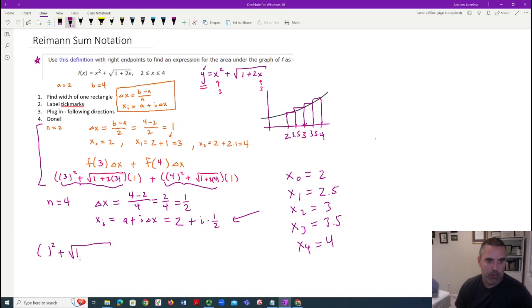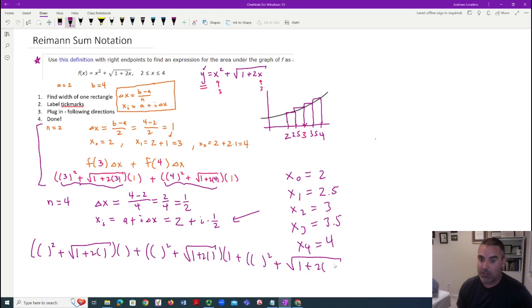Square root of 1 plus 2 times this times the width, and then you're going to do it again. Square root of 1 plus 2 times this times the width. Then you do it again. There's going to be 4 of them. The reason we don't do a lot of these examples is because they're kind of big. They're really meant for a computer to do. It's just a lot of small arithmetic.